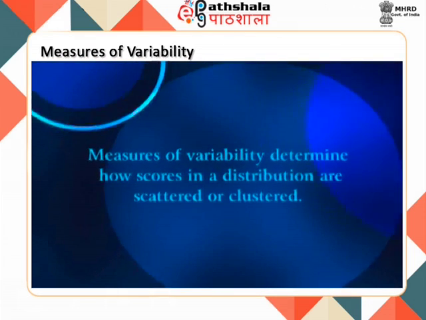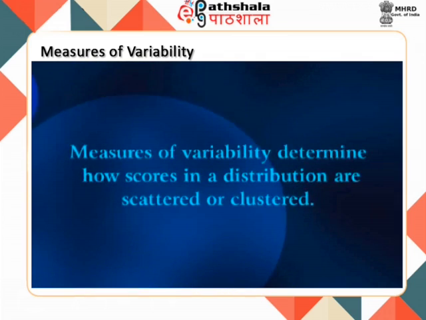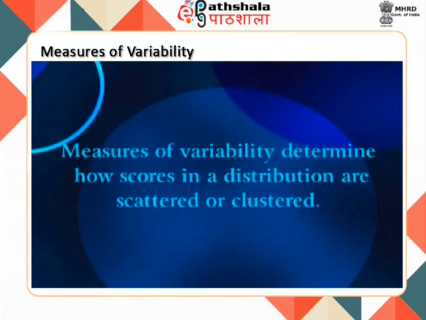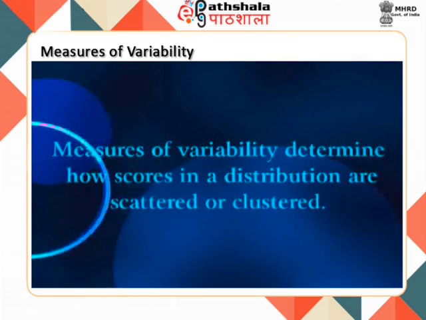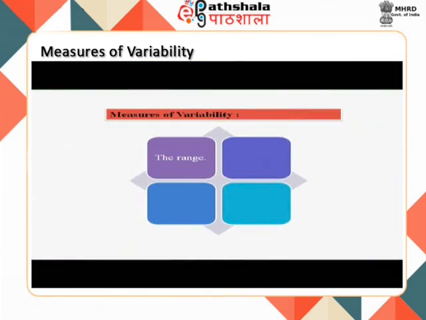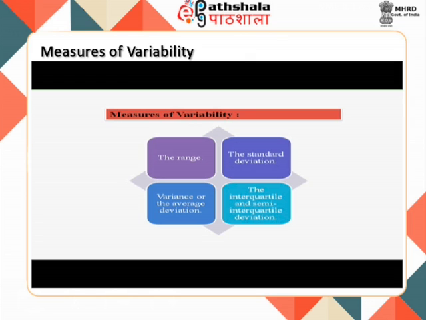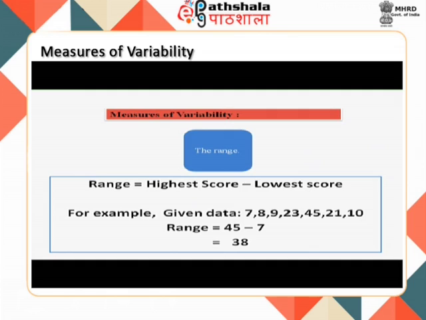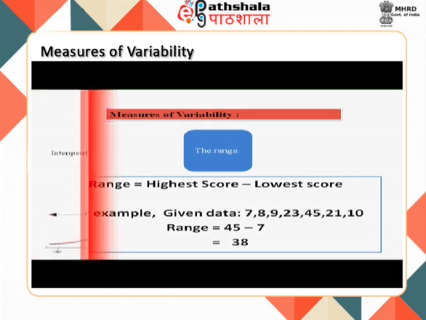Measures of variability determine how scores in a distribution are scattered or clustered. Four measures of variability are the range, the interquartile and semi-interquartile deviation, variance or the average deviation, and the standard deviation. The range is the most common measure of variability that compares two or more groups. It can be calculated by finding the difference between the highest and the lowest score in a distribution.